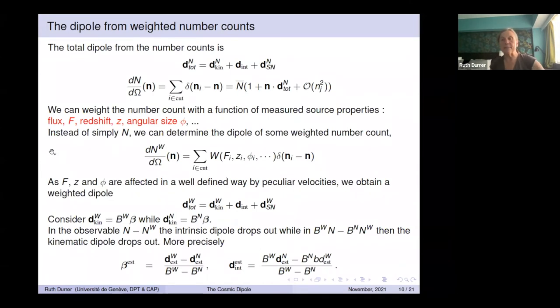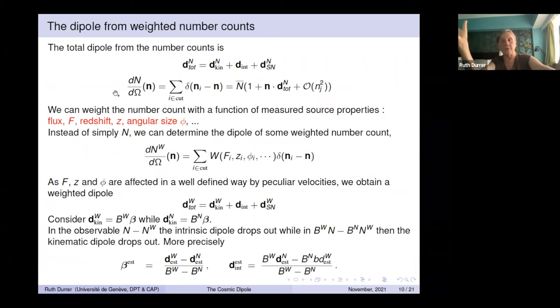So what have we seen? The total dipole from number counts has a piece which is the kinematic dipole, which we also see in the CMB. But then it has an intrinsic dipole, which is typically much bigger than the one in the CMB, namely a factor 100 bigger. And it has a shot noise dipole, which depends on the number of sources. But if you have a million sources, the shot noise and the kinematic dipole are comparable.